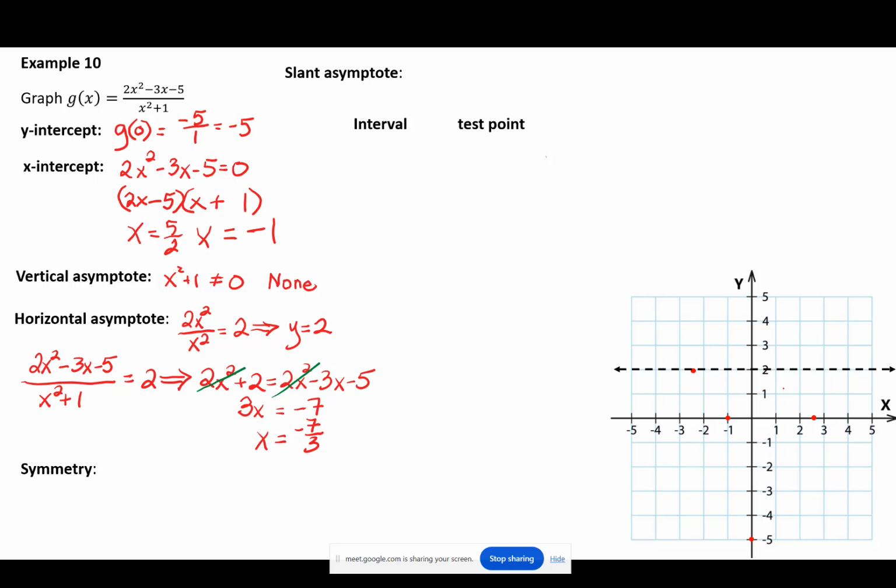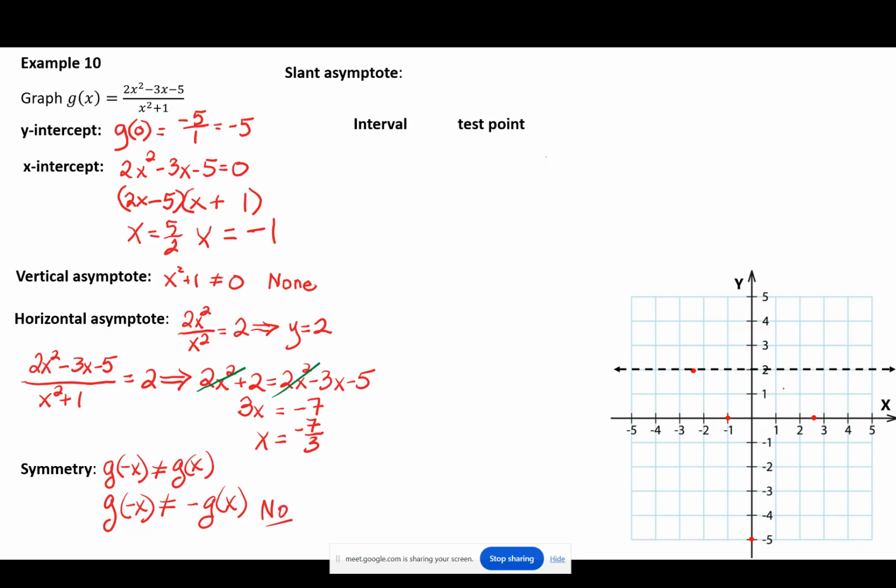All right, now we will see if it has symmetry about the y-axis or the origin. g of -x does not equal g of x, and I didn't do that out, but you can try it. If you put -x in, you don't get the same thing as just g of x, so it's not symmetric about the y-axis. g of -x does not equal the opposite of g of x either, so it's not symmetrical about the origin. So there's no symmetry at all.